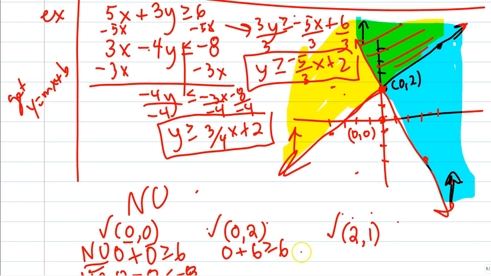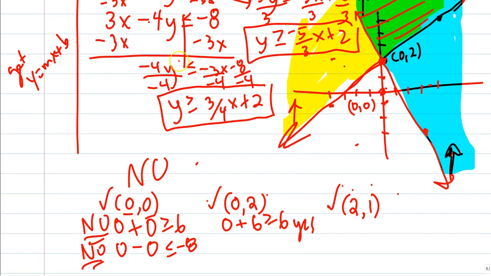Is 6 greater than or equal to 6? Yes, it is. That doesn't mean it's our answer. Remember, it has to work for both. So check the other equation. 3 times 0 is 0. Negative 4 times 2 is negative 8. Is negative 8 less than or equal to negative 8? Yes, it is. That means that on the line is a solution because they're both solid lines.